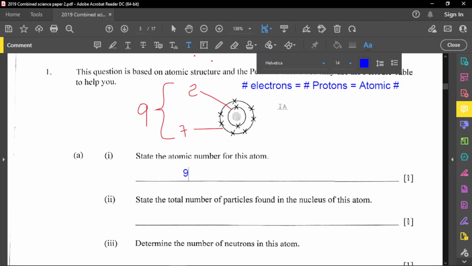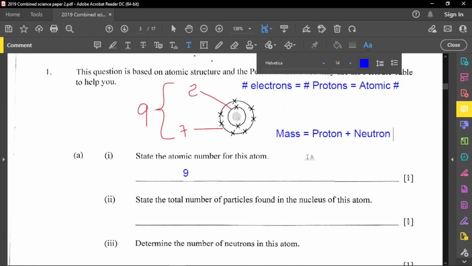All right, so what you need to know now is how to find the number of neutrons, because we have the atomic number and we have the number of protons here. So what you can do is go into your periodic table and look for this element, and you'll notice that it is fluorine, and fluorine has a mass number of 19. So the mass number, let me just quickly show you that. The mass number is equal to the proton plus the neutron, okay?